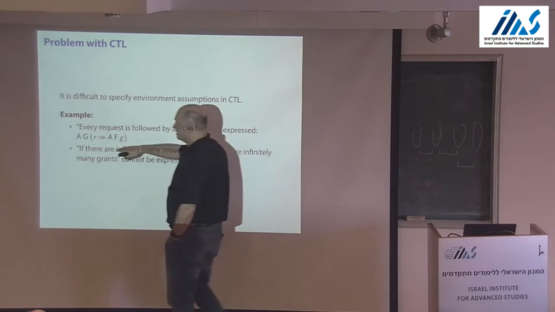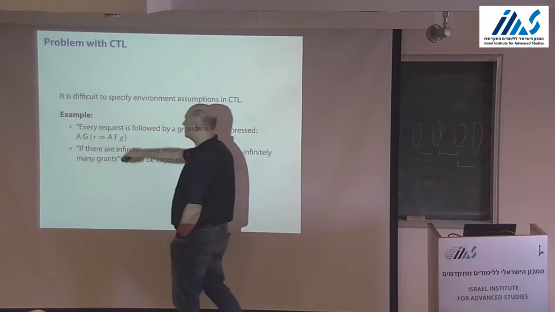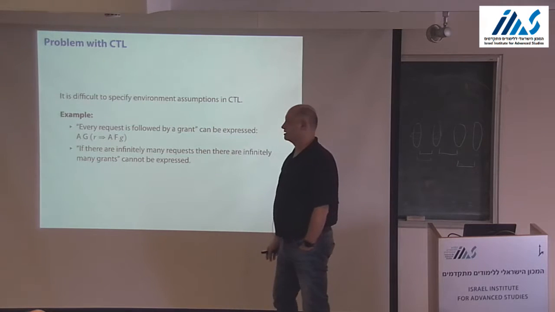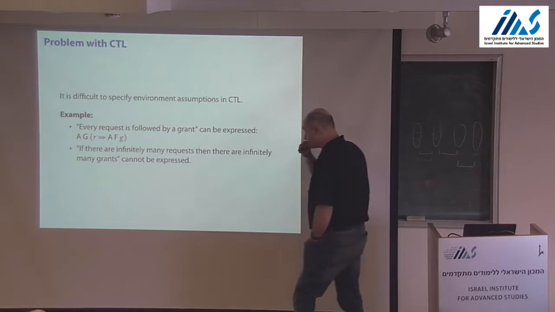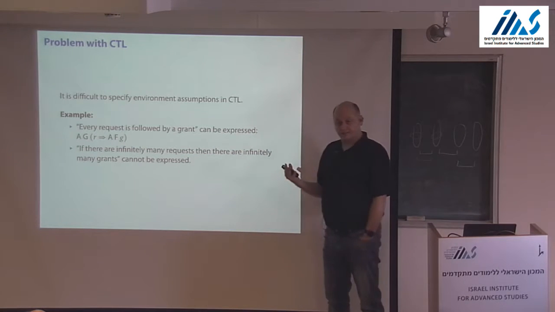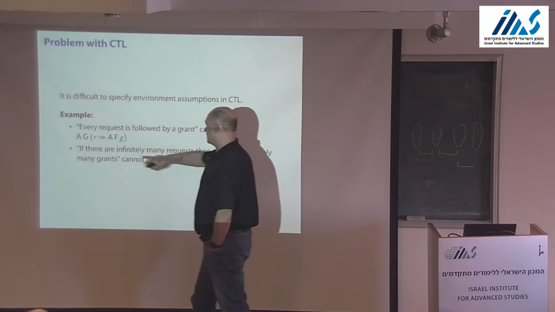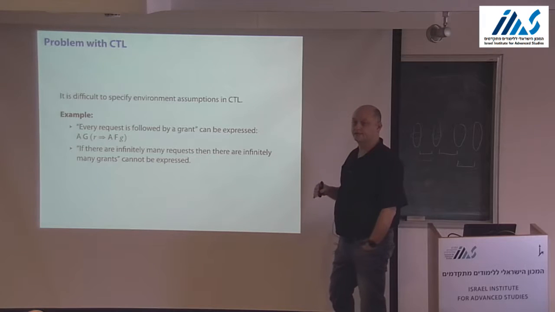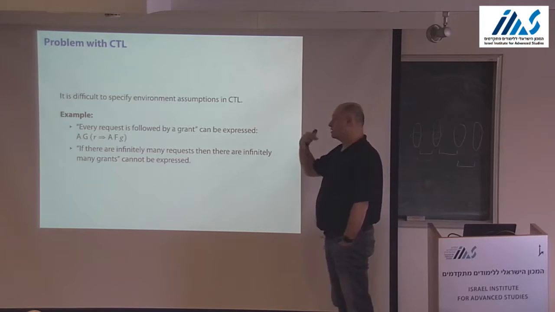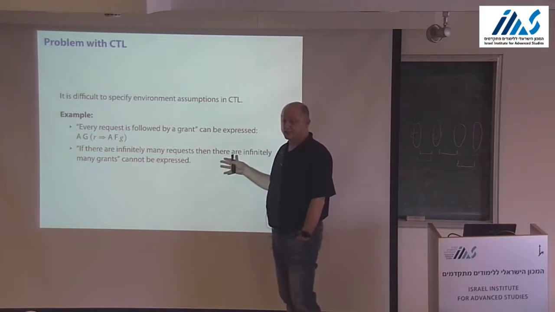So you can say always, whenever there's a request, that implies that always eventually there's a grant. But typically that doesn't hold. You need some assumption on the environment such that if there are infinitely many requests, then there are infinitely many grants or something of that sort. So typically you look at some implication like that, and this is exactly what you can't do in CTL.